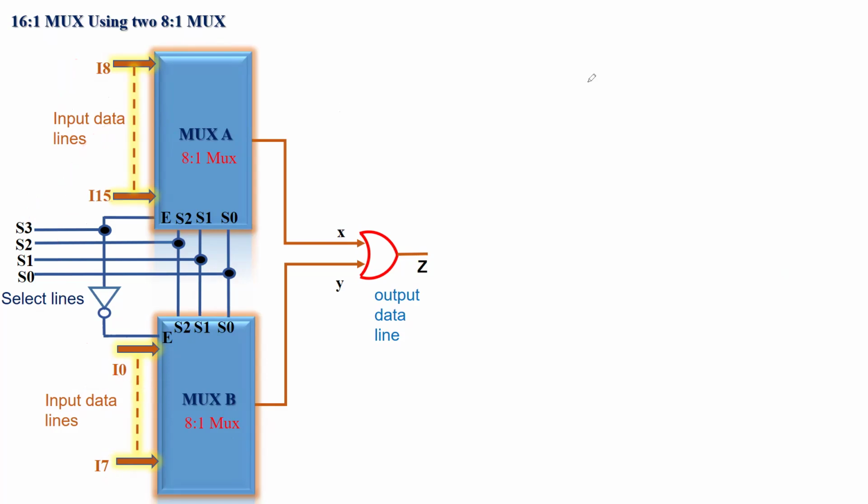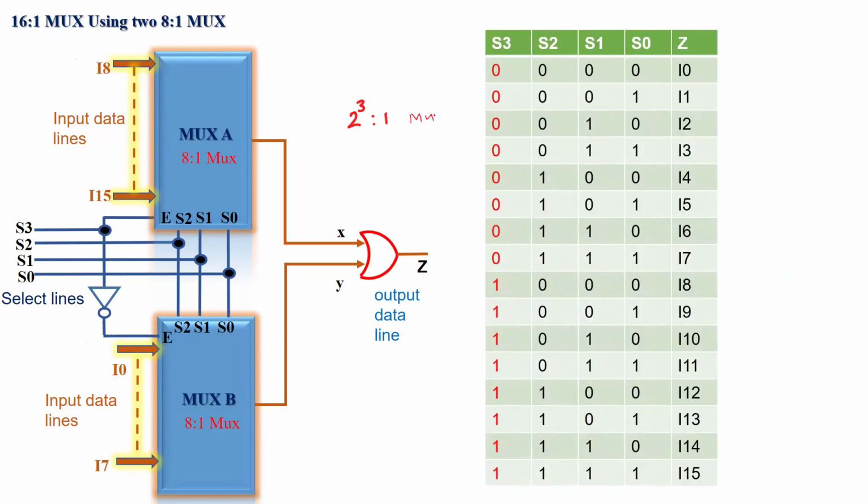Since it is an 8 is to 1 MUX, that means 2 to the power 3 is to 1 MUX. This is the definition of the multiplexers here, right? So since it is this multiplexer, look, the truth table has also come. We'll see in a moment how this will work. So 3 are my select lines here.